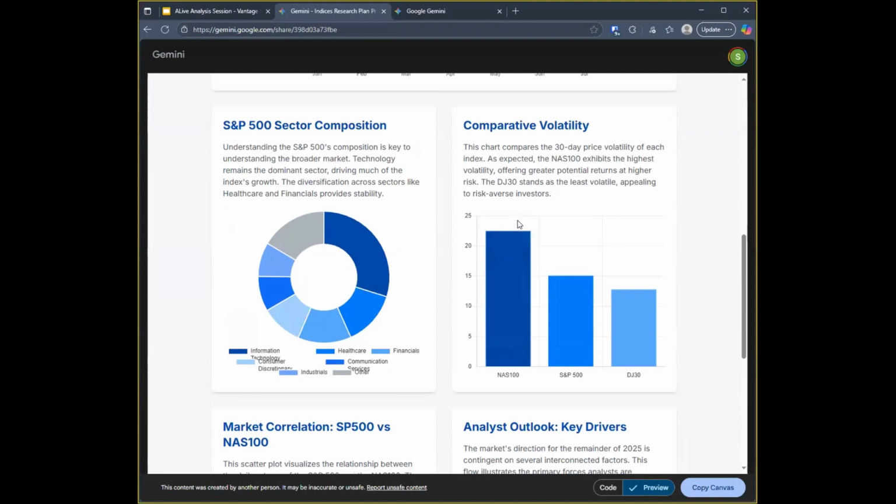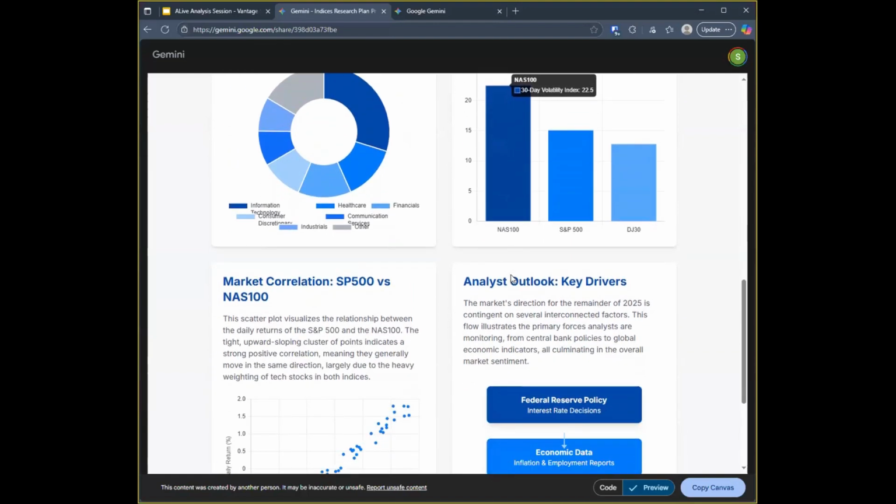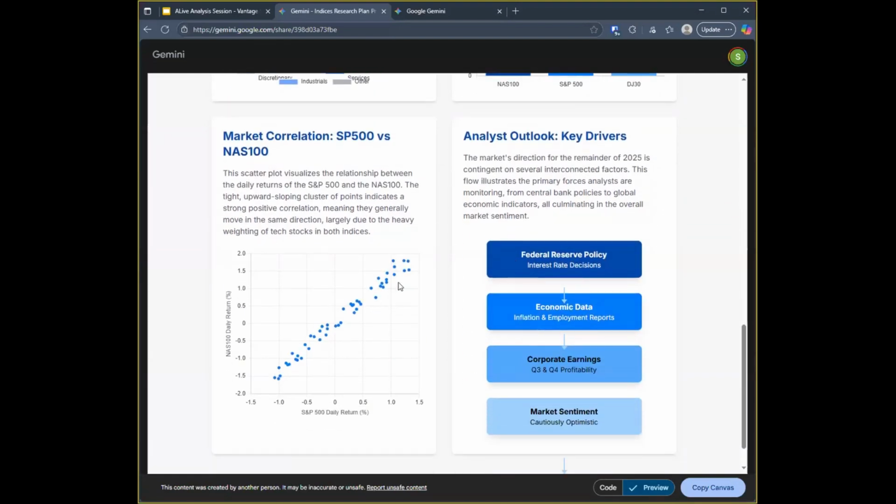Okay, in terms of volatility, if you are a little bit more conservative, then you would probably want to be looking at the Dow Jones 30. But if you're looking at overall higher risk, higher volatility trades, then the NASDAQ 100 is for you. Okay, so they are highly correlated.